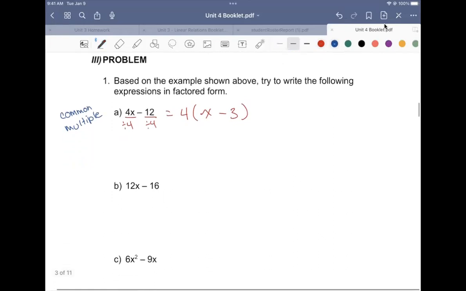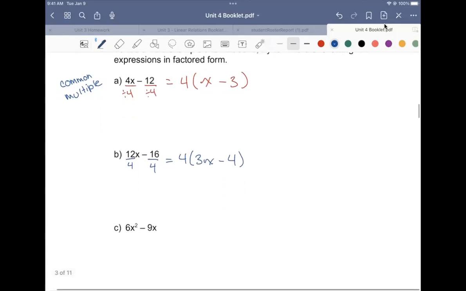If I take a look at the next one, I can see the same pattern: 12 is divisible by 4, as is 16. So again, I know that 12x divided by 4 is going to give me 3x. 16 divided by 4 gives me 4. In this case, it's a negative because I have a negative 16. So now this is equal to 4 times 3x minus 4. This would be my factored form.